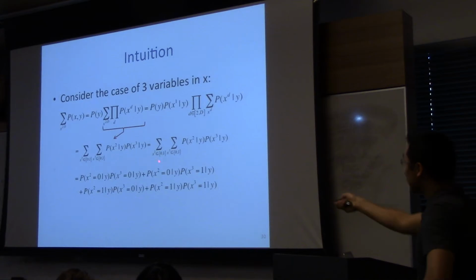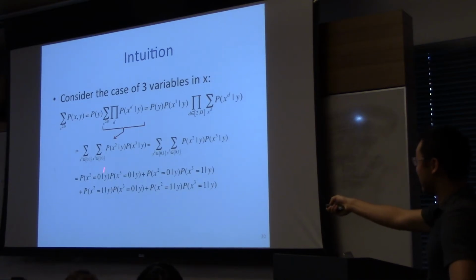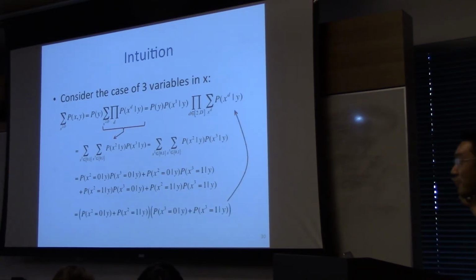So if I just expand this out, then it's just probability of x2 equals 0 times probability of x3 equals 0, plus probability of x2 equals 1 times probability of x3 equals 1, plus probability of x2 equals 1 times probability of x3 equals 0, and so on and so forth. There's four possibilities. By the distributive rule, I could rewrite it like this: probability of x2 equals 0 plus the probability of x2 equals 1, and so forth.